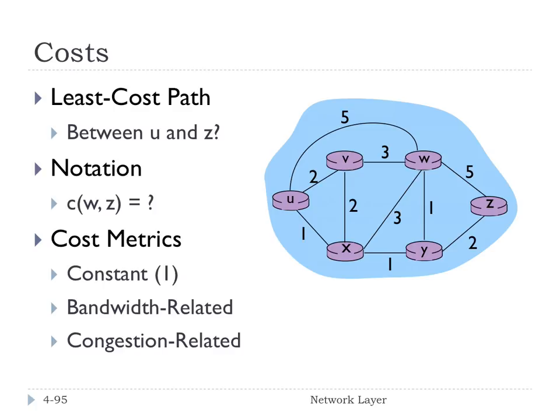A little more notation, introduction. We're talking about the least cost path. This is the book's diagram. It always is going to be computing between U and Z. This is a little bit more complex a network than my example. The book uses this notation, c(W,Z), which means this is the cost between W and Z. So you can see c(W,Z) is 5.